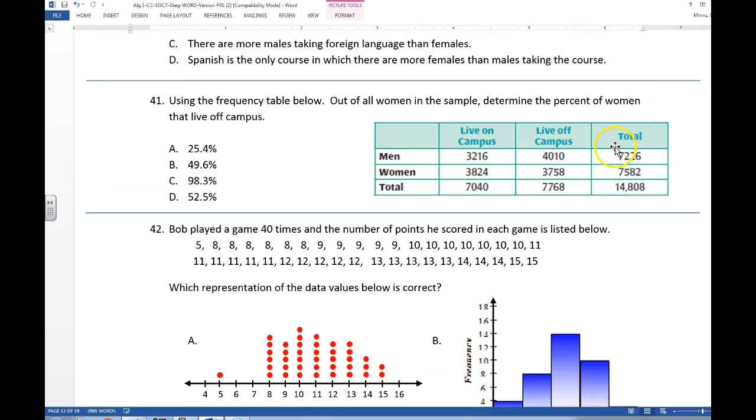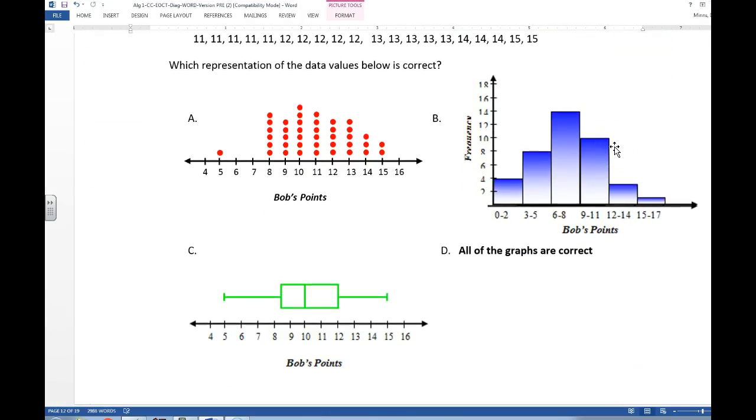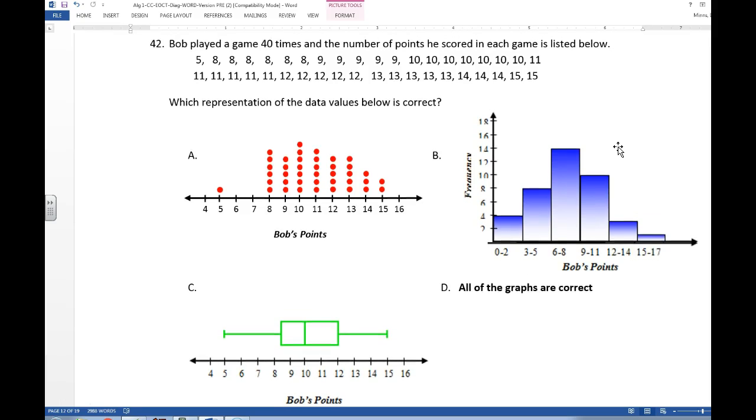Here we go, number 42. We got some graphs. It says Bob played a game 40 times, and the number of points he scored in each game are listed below. Which representation of the data values below is correct?